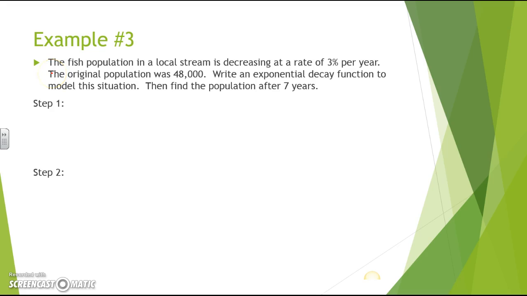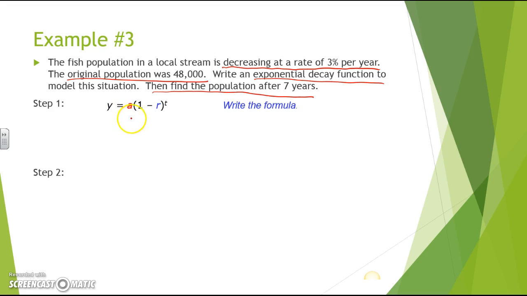The fish population in a local stream is decreasing at a rate of 3% per year. The original population is 48,000. They want us to write an exponential decay function to model the situation and then find the population after 7 years. So step 1, we're going to use the exponential decay formula and plug these values into the formula. So A is going to be your original amount, the 48,000. Then 1 minus my rate is 3, but as a decimal that's going to be 0.03. And then my t time is 7 years.